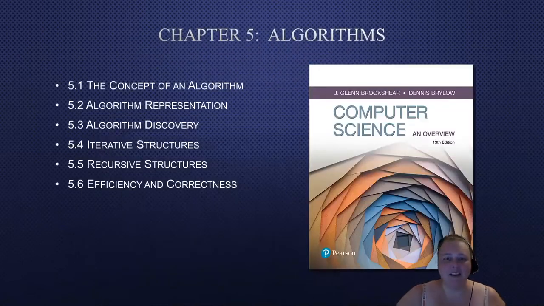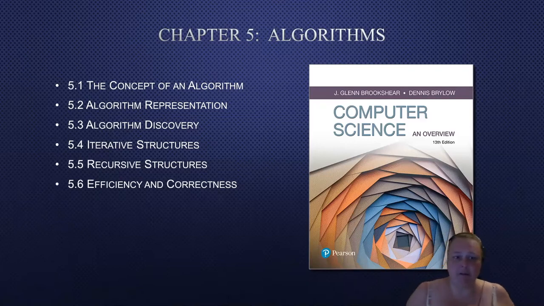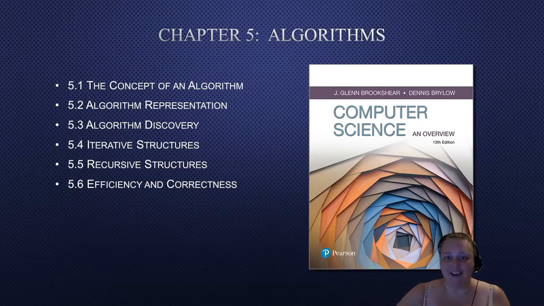So, I added a new slide. Some of the things we're going to talk about today: we're going to go through all of the sections in chapter 5. It's an important chapter. So, we're going to go through the concept of an algorithm, the representation. We're going to talk about discovery of algorithms and iterative structures, recursive structures versus iterative. And then finally, we're going to go into the efficiency and the correctness of algorithms.